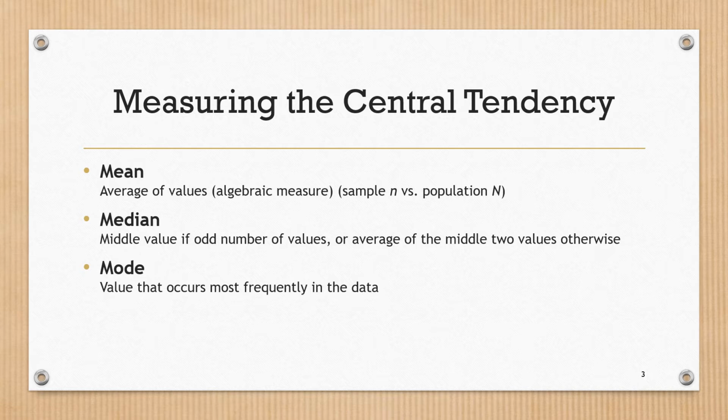Median is the middle value in a set of values, which is typically obtained by sorting the values in the set and taking the middle value as median if the number of values in the set is odd. Otherwise, the average of the middle two values is calculated as median. Mode is the value that occurs most frequently in the data.